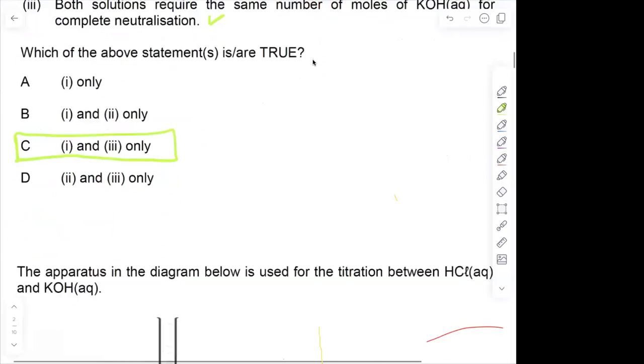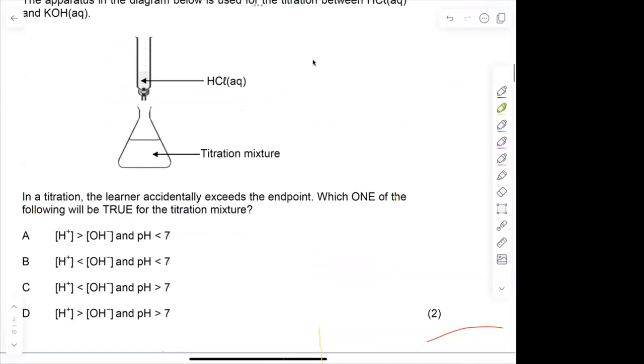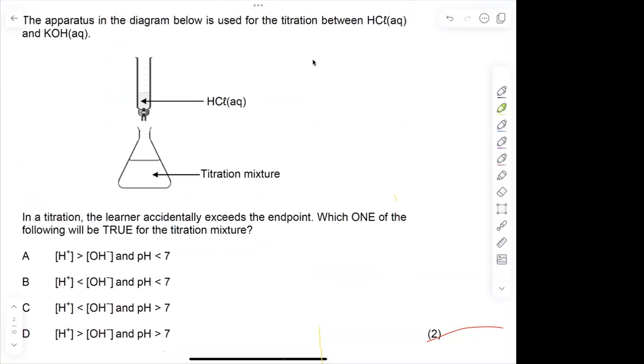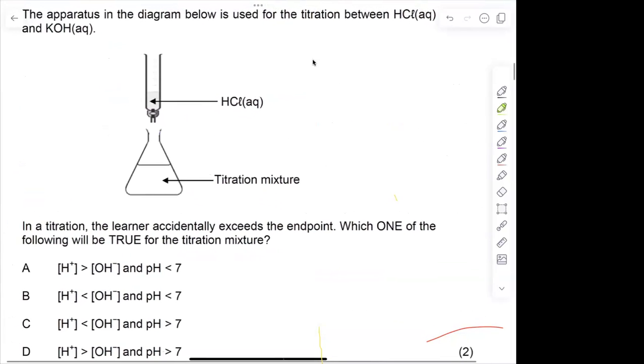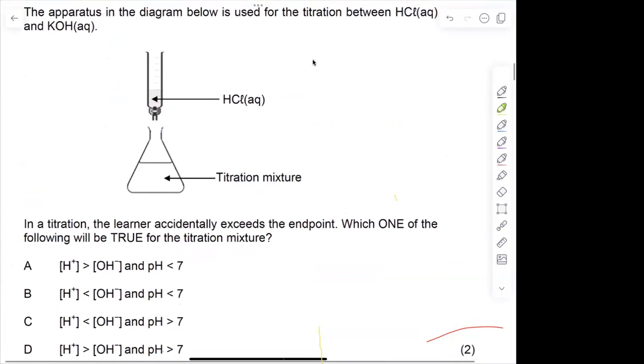And the next question looks as follows. I need to zoom out a little bit just because there's a lot of information on the screen. And there's the question there, right? I'll read the question out for you. It says the apparatus in the diagram below is used for the titration between HCl, hydrochloric acid, and KOH, potassium hydroxide, right? So we can see there in our titration mixture at the bottom, HCl is being dropped into our titration mixture. Now it says, in a titration, the learner accidentally exceeds the endpoint, right? Which one of the following will be true for the titration mixture?